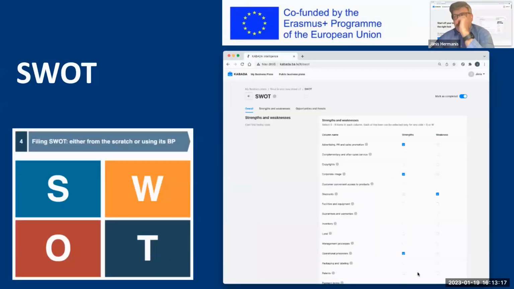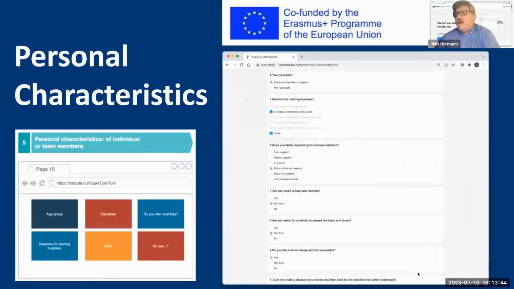The next part is SWOT analysis. We also offer our customers a SWOT analysis for their business, to understand the strengths, weaknesses, opportunities and threats. Of course, again, it's a common type of analysis, but again with some twist of our own: we push our customers to think at a very general level from this perspective.